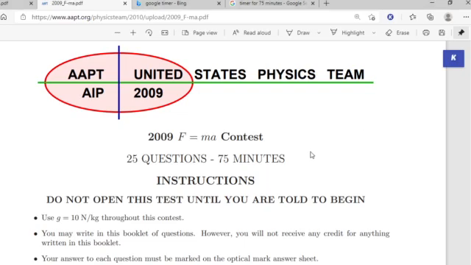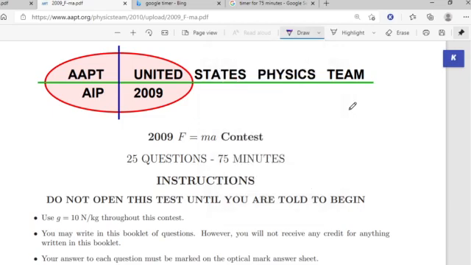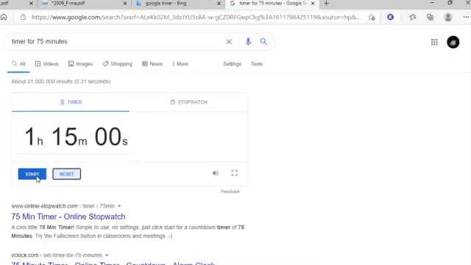Hey guys, so today I'm going to be doing the 2009 exam, and to make it as realistic as possible, I'm going to time myself for 75 minutes, and I've never taken this before, so let's just see how I do. I mean, it's kind of old, it's like 12 years old, so it should not be super hard or anything, but let's see. So without further ado, okay, 1 hour 15 minutes, start.